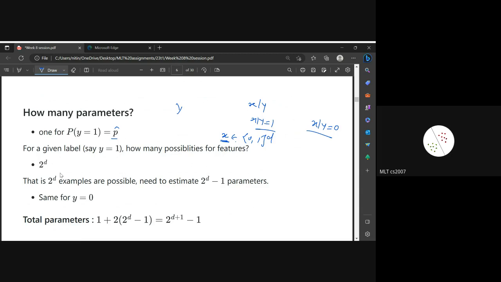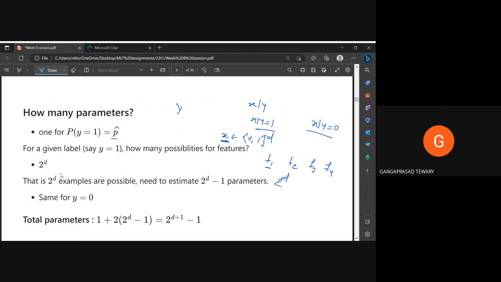For finding these distributions, you need to know how many data points you can generate from this space. Let's say you have four features: f1, f2, f3, f4. How many values can f1 take? How many points can you generate using the values 0 and 1? f1 can take two values, f2 again two values, f3 two values, and f4 two values. So how many values can this data set have? At max 2 raised to power d values it can have, right? So this many parameters I need to estimate.